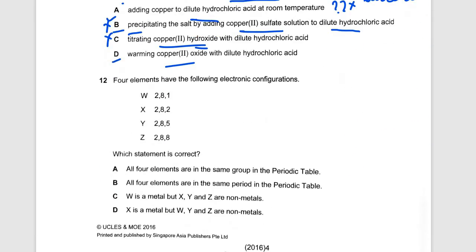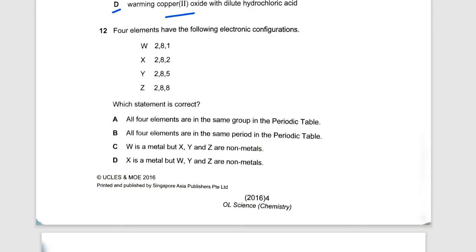Now question number 12, four elements have electron configurations of group number 1, 2, 5 and group number 0. Which statement is correct? All four are in the same periodic table, but is that the answer? All four elements in the same group? Not the same group, because the same group means the same valence electrons. Are they in the same period? Yes, this is the same period because they have the same electron shells, which is option B.